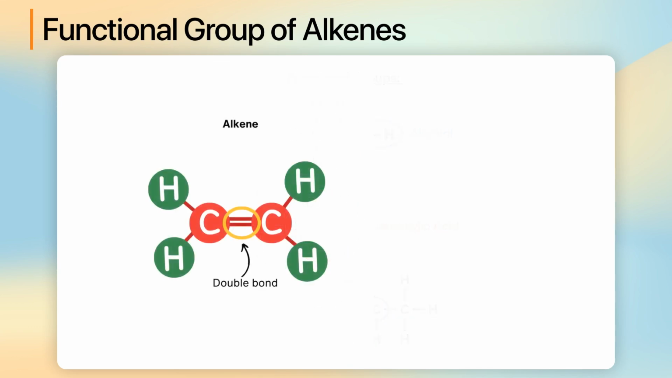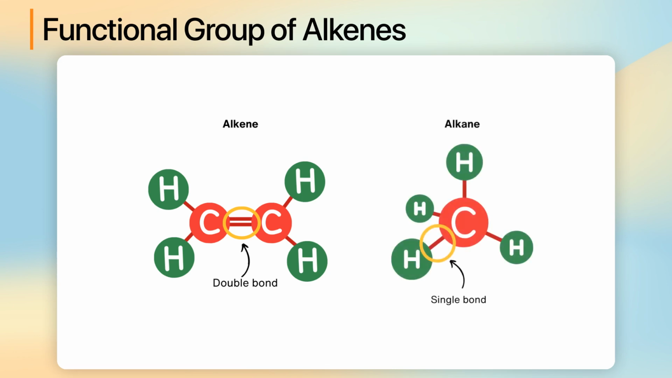The presence of the carbon-carbon double bond gives alkenes their characteristic unsaturated nature. Unlike alkanes, which only have single bonds and are therefore saturated, alkenes can open up their double bond to add new atoms to their structure. This capacity to add atoms defines their unsaturated nature.